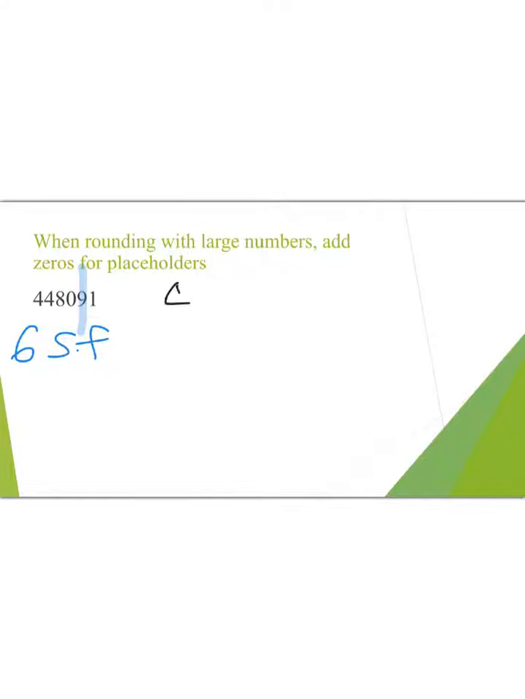So if you have 448,009 without that 0, then you have 44,809, which is a different value than 448,091, and so you want to make sure you have that 0 to get 5 significant figures.